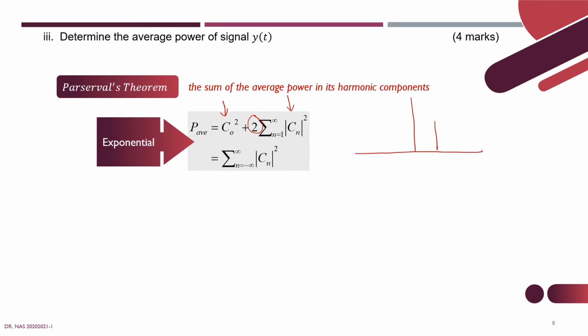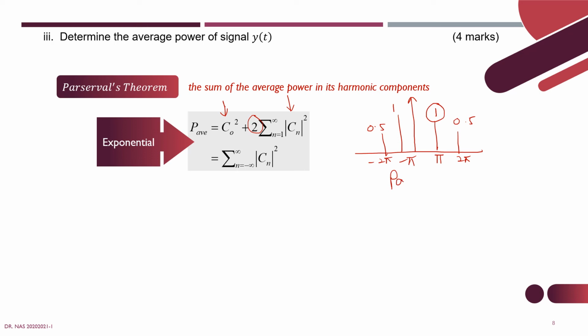For example, at pi and negative pi, both have the same amplitude. Therefore, you can just consider C1 or C pi in this case. The magnitude is 1, so that's why you multiply by 2, because you have the same amplitude at negative pi. Or you can also expand your equation manually. For example, this is negative 2 pi and this is 2 pi. The amplitude is 0.5 and 0.5.